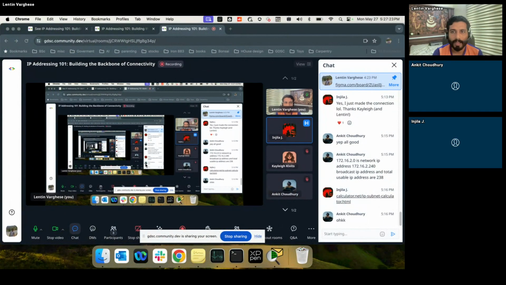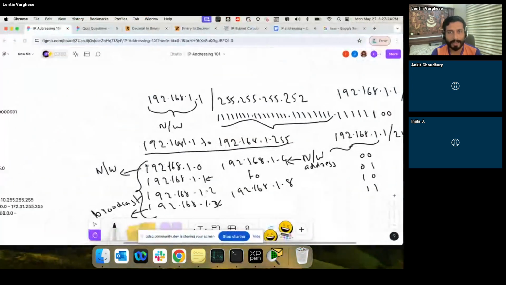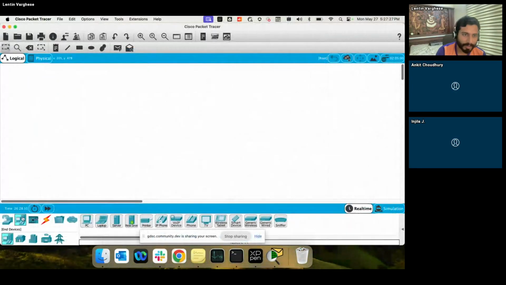Yes, I do have it installed. Okay, cool. In that case, let's configure two computers and see if they are communicating.